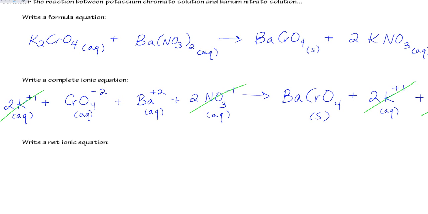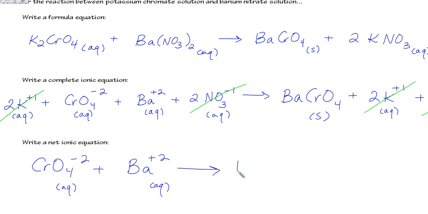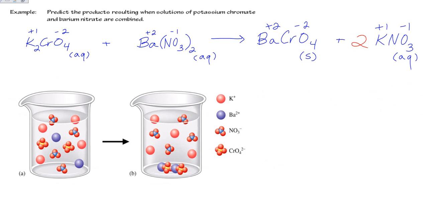So it's going to be the chromate, starting aqueous. It's going to be the barium, originally aqueous, forming that precipitate. Here's the chemical reaction. Nobody else really changes in any way. Visually, that's kind of what they're trying to show back in this diagram. I like this picture a lot.